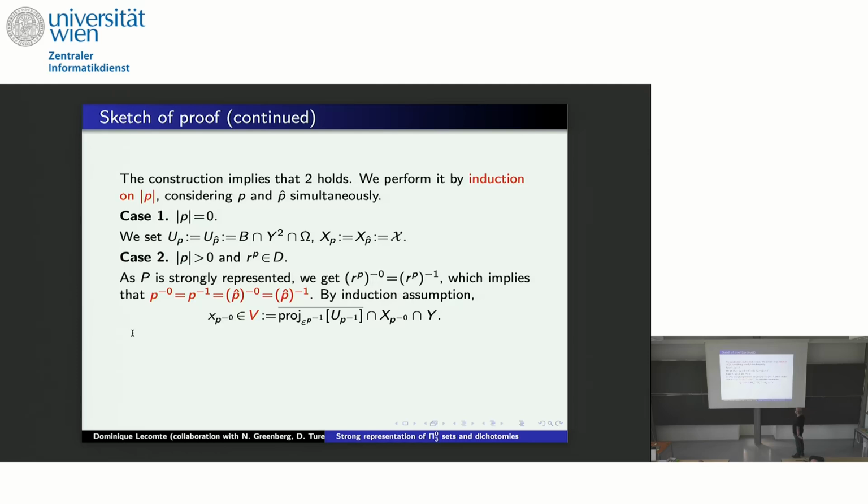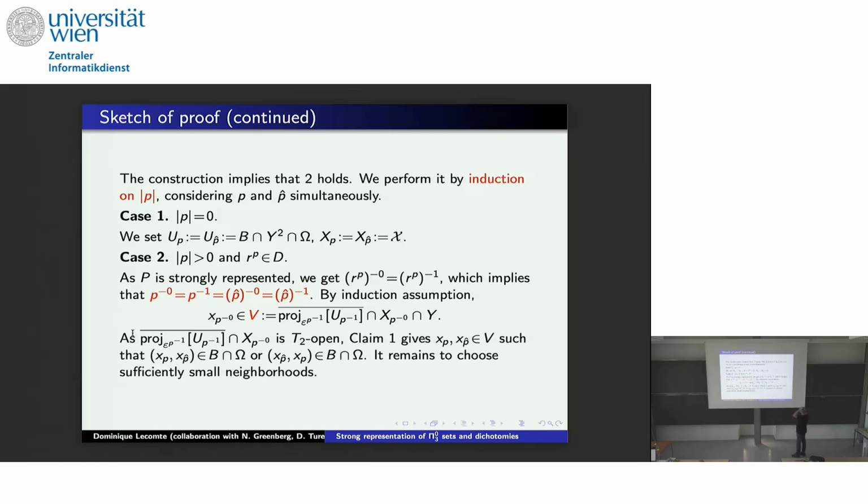So the inclusion conditions that we have to ensure in the construction are all transitive. So it means that it's enough to ensure them for the immediate predecessors. So the immediate zero predecessor of P, so X index this, is in this intersection by induction assumption. But the first part of the intersection is a T2 open set, so we can apply the claim. The claim gives you 2 points in V, XP and XP hat, such that the pair is in B intersect omega. We have to take the right side depending on epsilon, but okay. And then once you have this, it's done. You just have to take small enough neighborhoods. And because of these conditions in red, we have no problem.